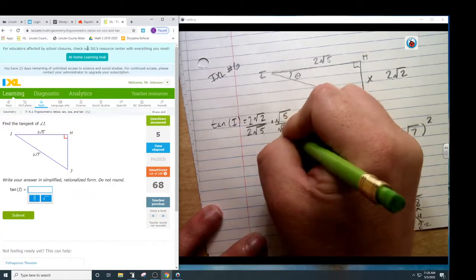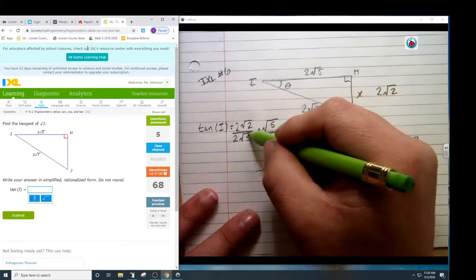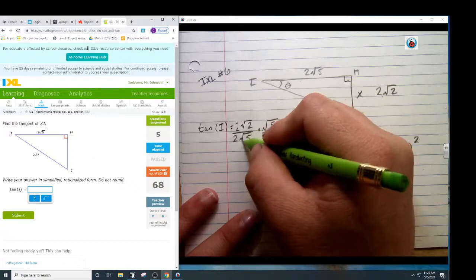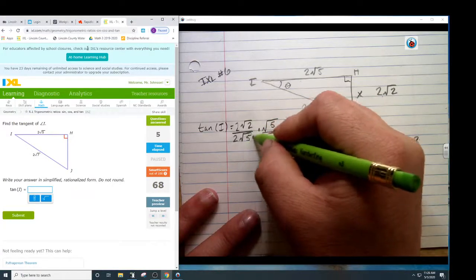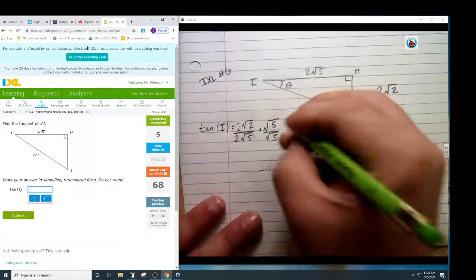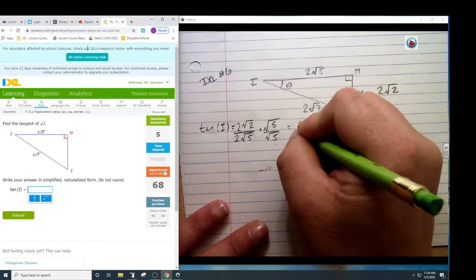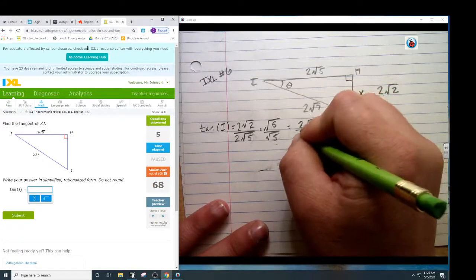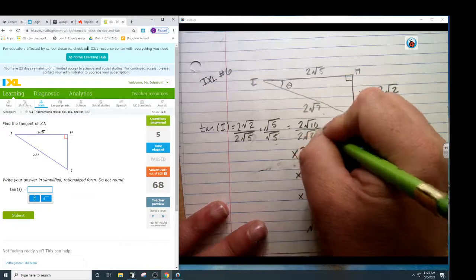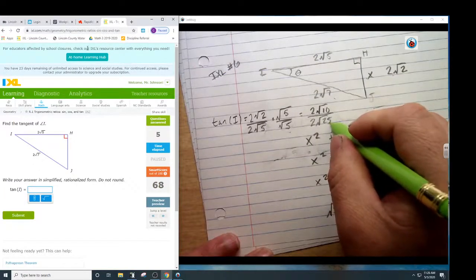Now, guys, what I'm doing here, I'm rationalizing my denominator. What that means is I'm getting this square root out of the denominator. So how you do that is you take the square root of 5. That's the square root of the denominator, which can't be there. You're going to multiply top and bottom by that. So what that becomes is 2 square root of 10 over 2 square root of 25.